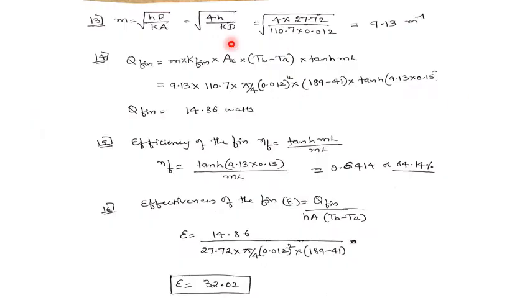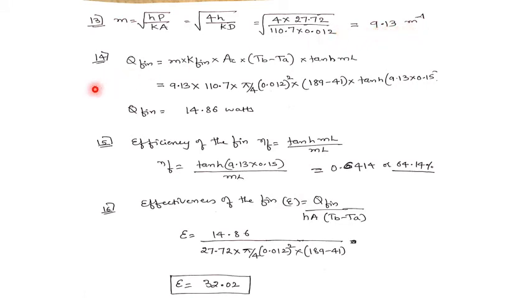So now we will calculate this m value. It is given by root of hP divided by K into A, where P is pi into D. So this is root of 4H divided by K into D. So root of 4 into H is 27.72 divided by thermal conductivity of the brass material is 110.7 into diameter is 12 mm, that is 0.012. So my m value is 9.13 per meter.